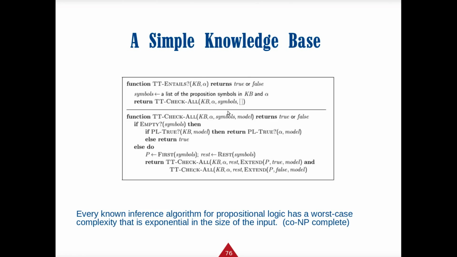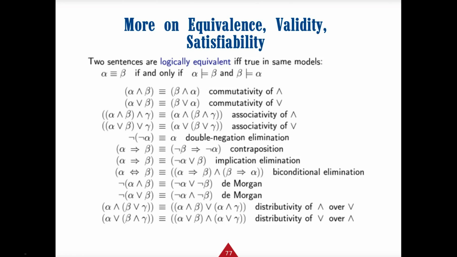And then build a simple knowledge base in code. Basically, all you need to do is determine what it entails. So you have the knowledge entailment, and then also check to see what rules are implied. To read the bottom line here, every known inference algorithm of propositional logic has a worst case complexity exponential to the size of the input. So basically, as you increase the input, you have all these different paths that you can go down, because you have both true and false for each of the cases.